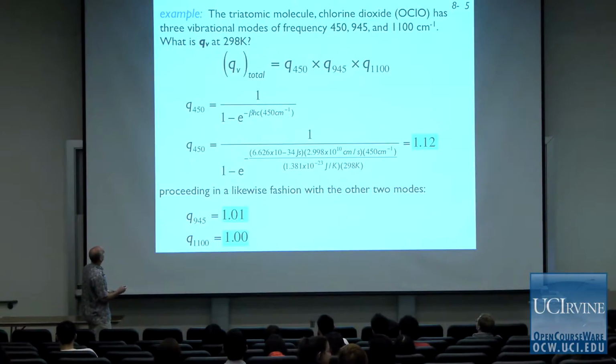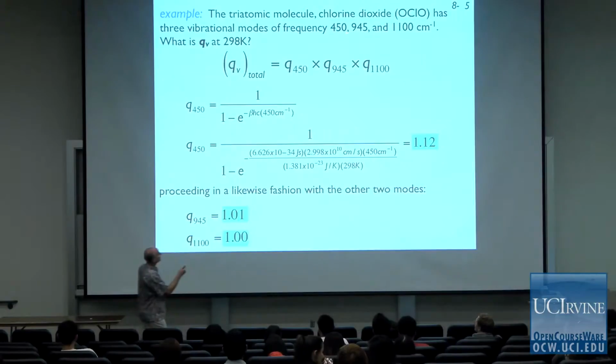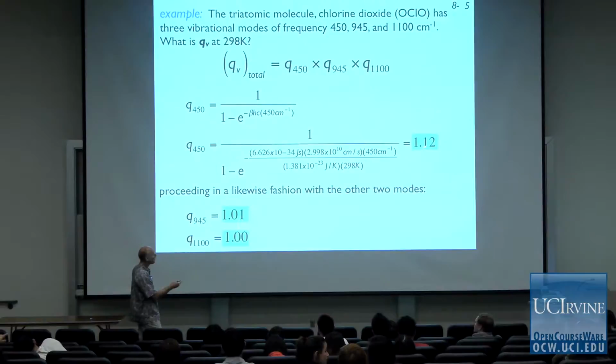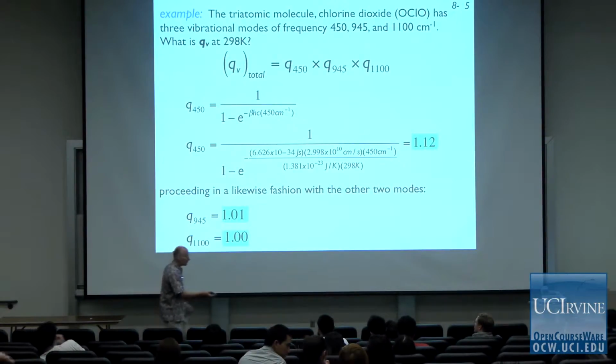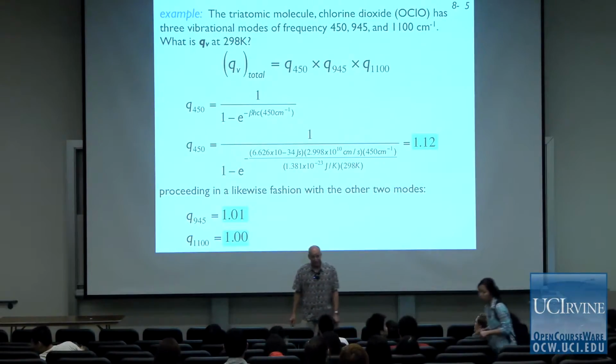mainly because we know the thermal energy at room temperature is 200 wave numbers. And so we don't expect these modes to be super occupied, right? Because 200 wave numbers is a lot less than 450 or 945 or 1100, and so these numbers sort of qualitatively make sense to us, but we don't have a lot of intuition about this decimal place at this point. All right, what should we expect these vibrational partition functions to be?